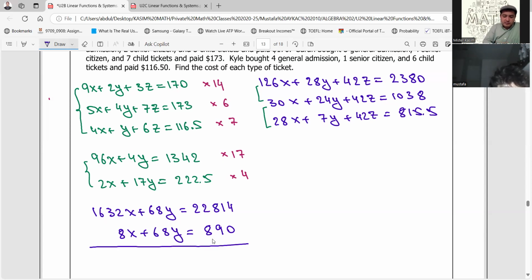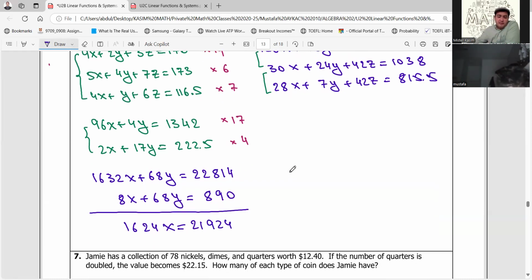1632 minus 8 is 1624x, and 22,814 minus 890 is 21,924. On purpose they give these big numbers because you are an algebra 2 student. You should not be afraid of these big numbers. You have a calculator, you know the method.